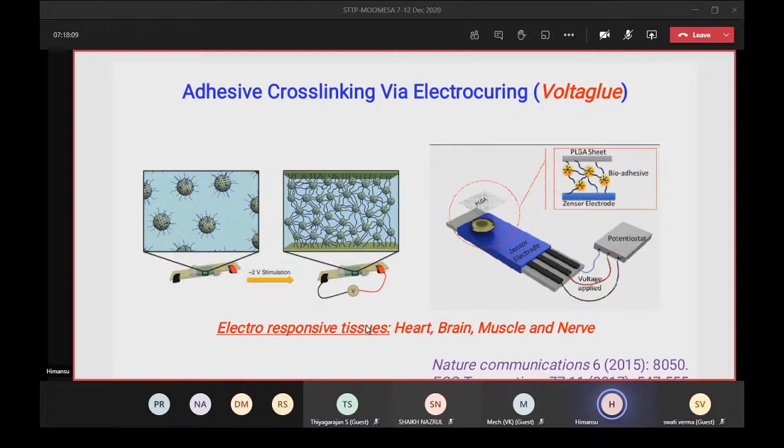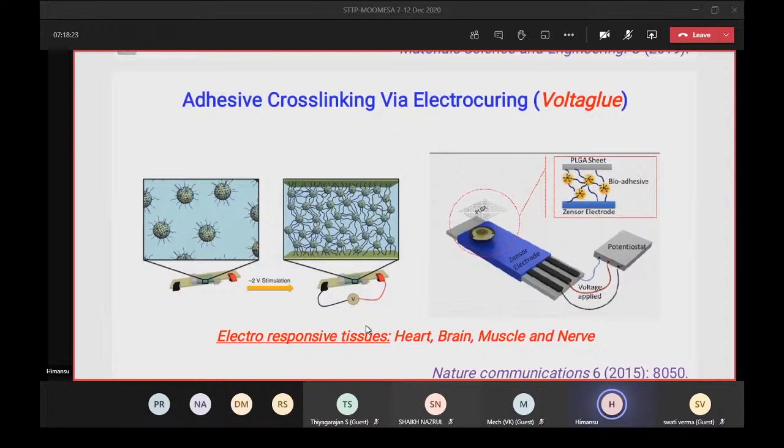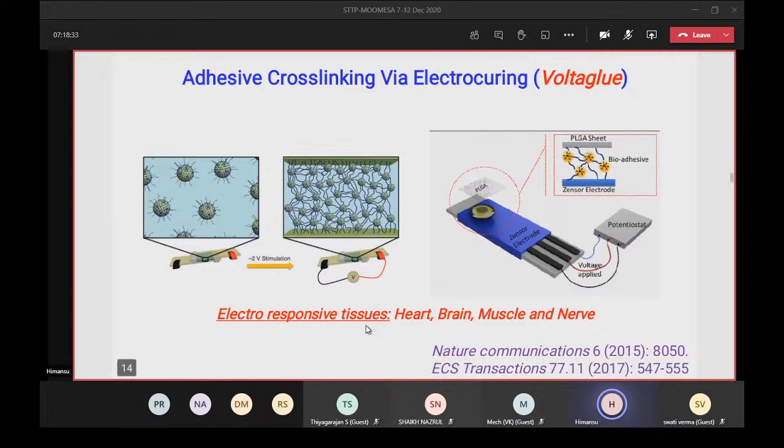Like for example, initially you are doing photo cross linking, but now you are doing electrically stimulated cross linking. So under this cross linking heading, we studied electro responsive tissues: heart, brain, muscle and nerve. How to prepare implants to fix in those kinds of sensitive tissues, for example heart, brain, muscle and nerve.